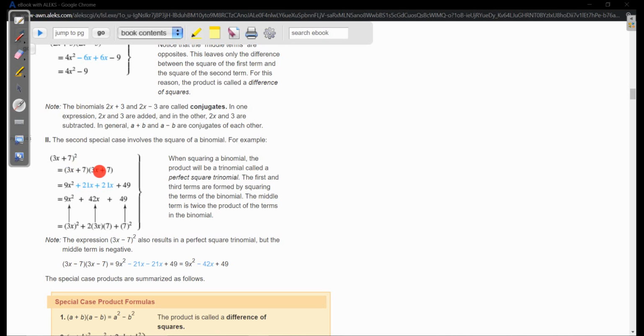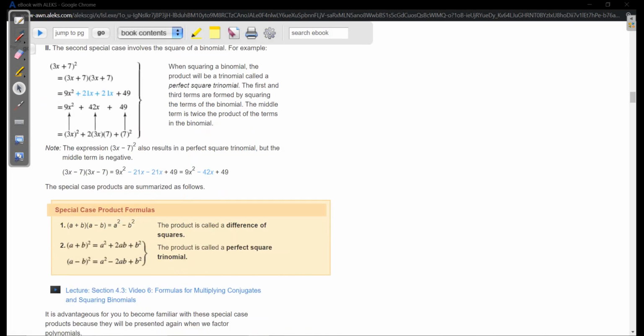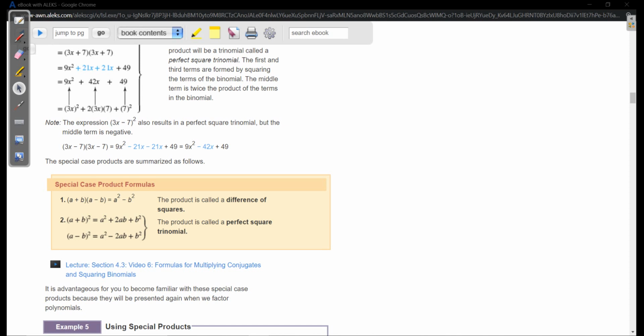Okay. When you do that and we FOIL it, we end up with 9x squared plus 21x plus 21x plus 49. Or in other words, 9x squared plus 42x plus 49. So this particular case is a perfect square trinomial. It's a perfect square trinomial because you're basically saying the same thing twice. So that leads us to these special case products.